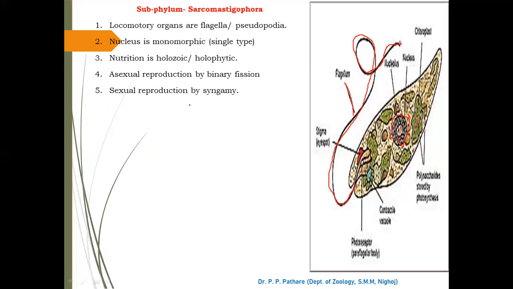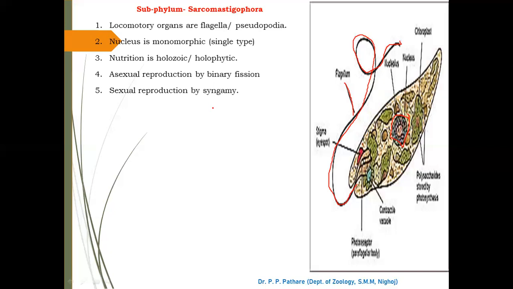In this process, sexual reproduction, that is syngamy, involves the complete and permanent fusion of two haploid gametes to form the diploid zygote. That is called the syngamy type of reproduction, commonly called sexual reproduction. Binary fission means they have the ability to reproduce by using their own body.